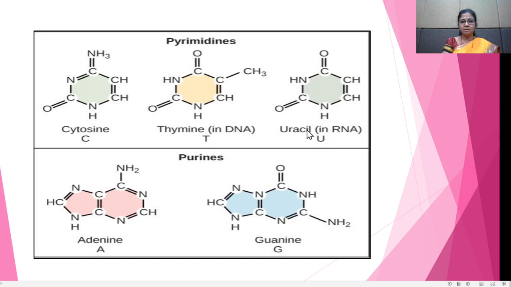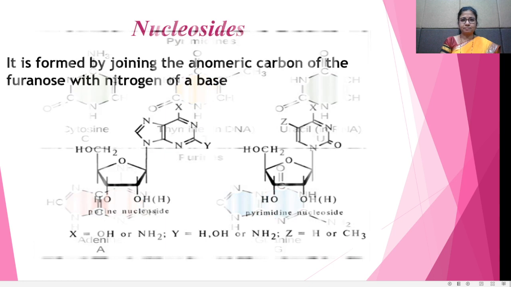This type of base is the pyrimidine base. That means there are 3 pyrimidine bases and 2 purine bases. The pyrimidine bases are cytosine, thymine and uracil, and the purines are adenine and guanine. That means nucleic acids contain 5 bases, 3 pyrimidines and 2 purines.